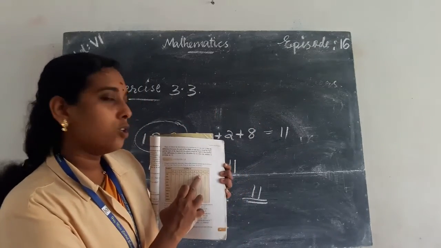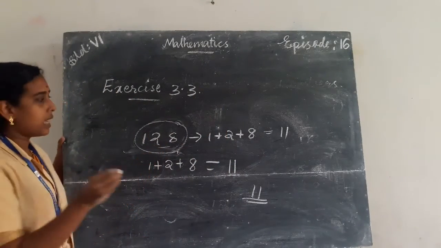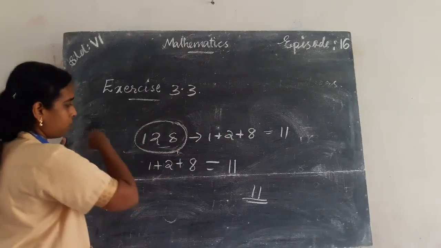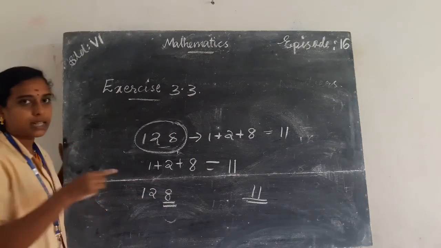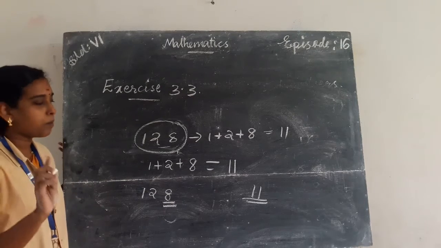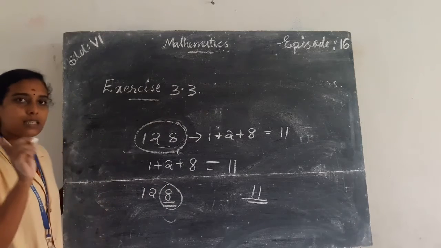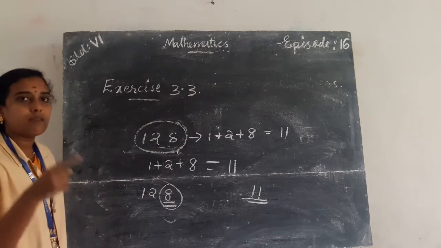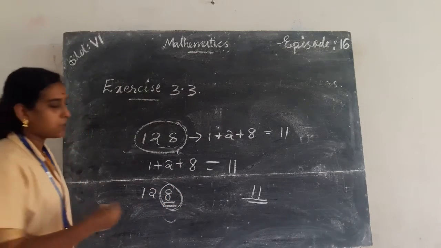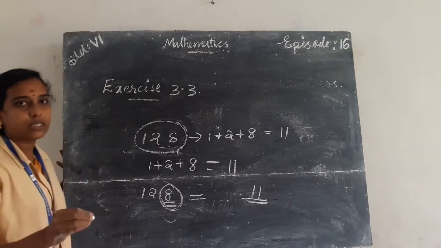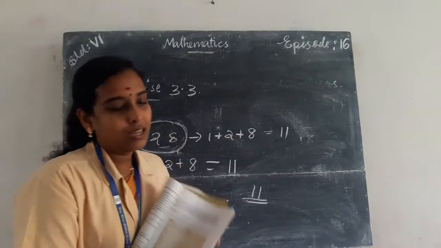So write here no. Then 10. The number is 128. To check whether the number is divisible by 10 or not, we just look at the ones position. If 0 is at the ones place, then we can say that the number is divisible by 10. Here 8 is at the ones place, so we can say that this number is not divisible by 10. So write here no.